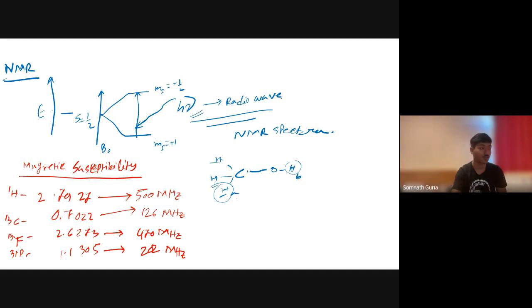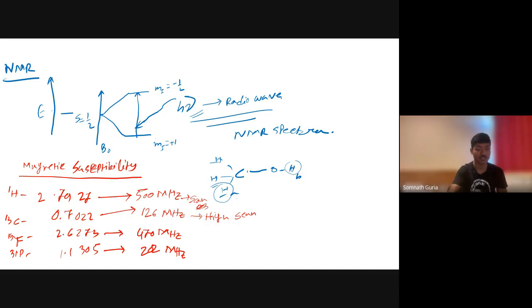So that's why whenever we are recording the NMR spectra of the carbon, we need a high number of scans. Carbon is about 4 times less sensitive, so we need a very high number of scans.